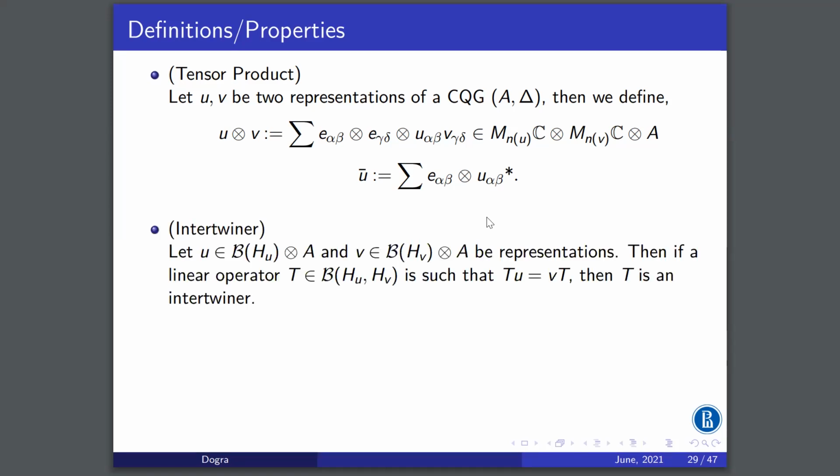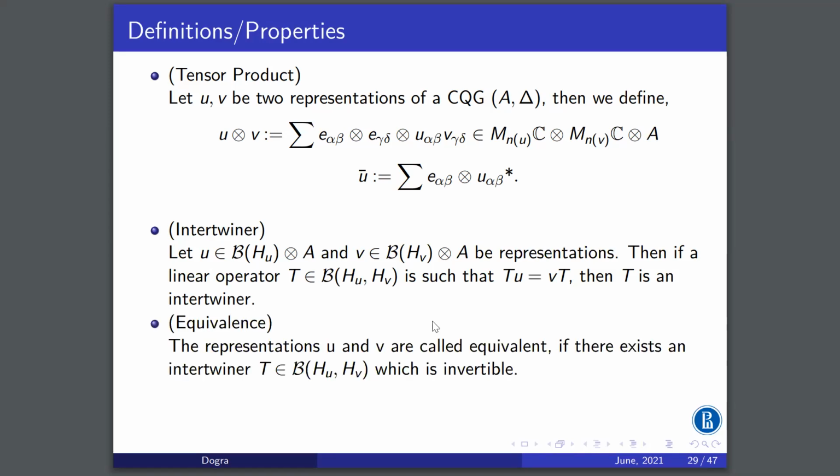So now if we have two representations, consider a linear operator T, which is a bounded linear operator from H_U to H_V with respect to the representations U and V. If this identity holds, Tu equals vT, for any two arbitrary representations U and V, then we say that T intertwines these representations. And these two representations are called equivalent if there exists such a linear operator T such that it's also invertible.